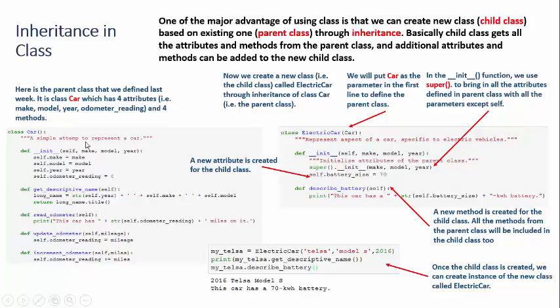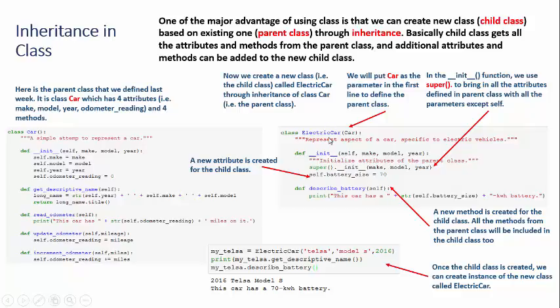And in this car class, we have four attributes. Basically, they are make, model, year, and odometer reading. Those are the four attributes. And four different kinds of methods: get descriptive name, read odometer, update odometer, and increment odometer. Those are the four methods. And now suppose we want to create a new class called electric car. In addition to all the features of the car class, we want to add a few more attributes and methods.